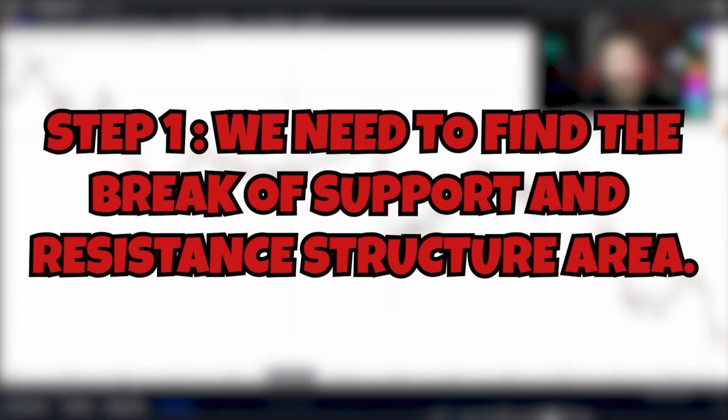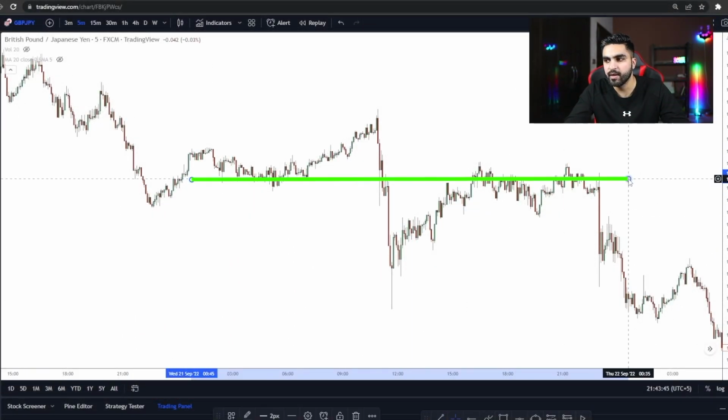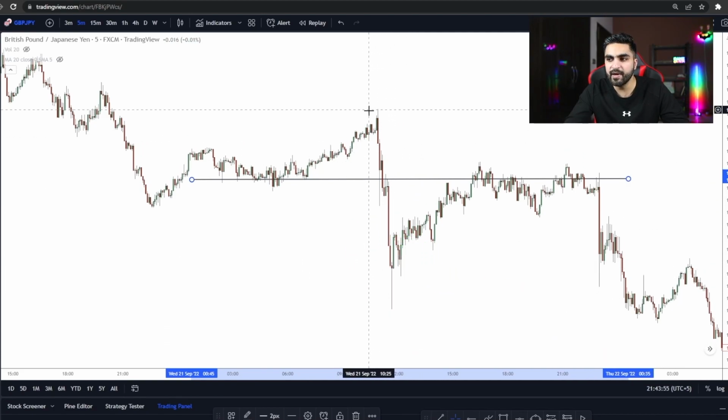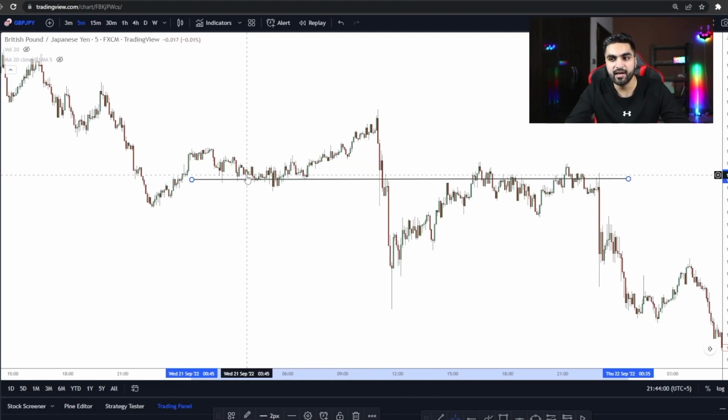and resistance structured areas. Now in this example right here, we have a support right here. Market broke it to the downside and ended up creating a lower low. Now when the market breaks a previous support and resistance structure, in case of sellers, the market will break a strong support level to create a lower low.